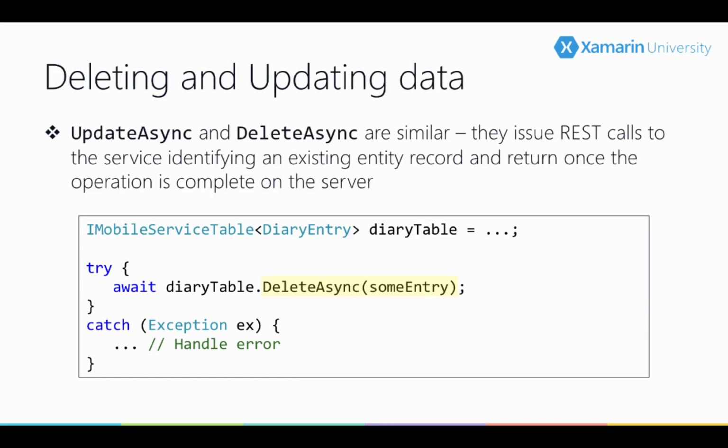Update and delete are similar to insert, except for the operation they perform. The syntax and usage is identical. We pass an item that we want to update or delete, and then again in this example, ensure that we're protecting the code with a try-catch, as again, this is a network operation.